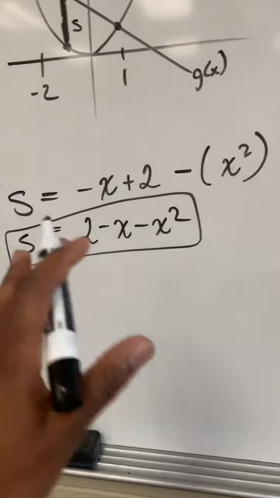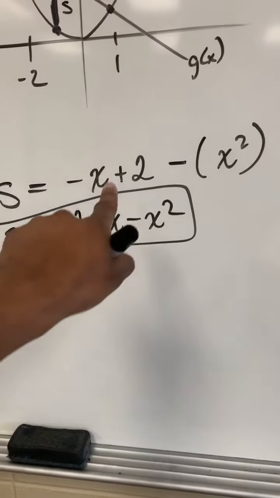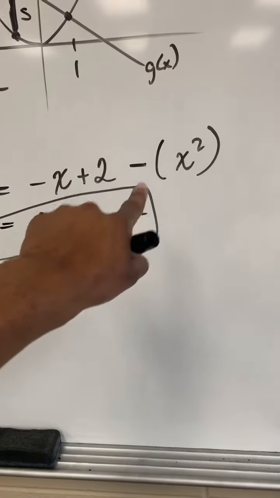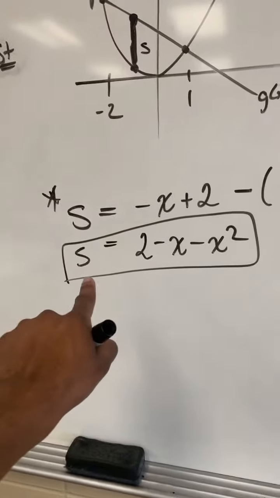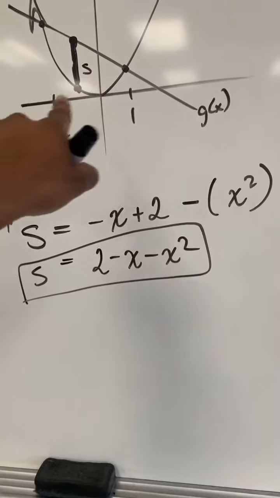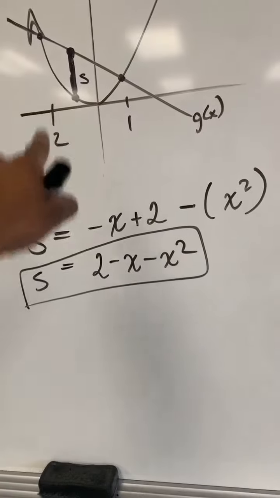All right, so I'll just rearrange this so that I don't start off with a negative. I'm going to go ahead and put my 2 in the front, put my negative x in the middle, and then my negative x squared on the end. So my side is equal to this. That's how long this side is. At any point in time between negative 2 and positive 1, this is the length.